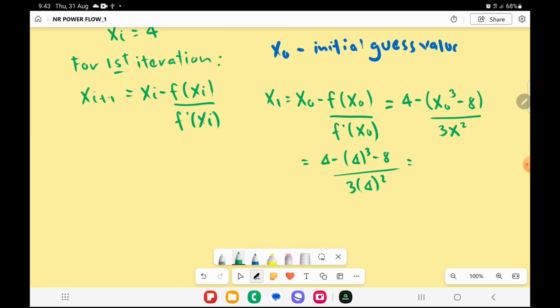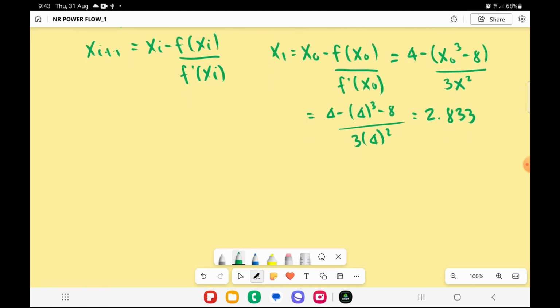I will solve this with my calculator. So the answer for x1 is equal to 2.833. So we need also to find the error between the initial guess and the new value. So we have E1 equal to 4 minus 2.833 all over 2.833 times 100%. So the answer is 41.2%.